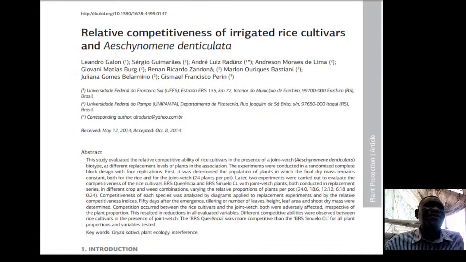Another paper, relative competitiveness of irrigated rice cultivars and that wheat. In other words, you can test various cultivars against one wheat and end up giving us the crop or the genotype which is tolerant to weed infestation. This is how we can identify tolerance for weed competition. We can use the replacement series experiment.